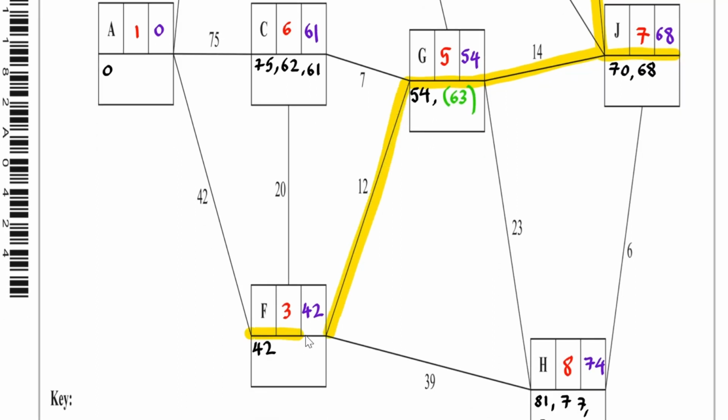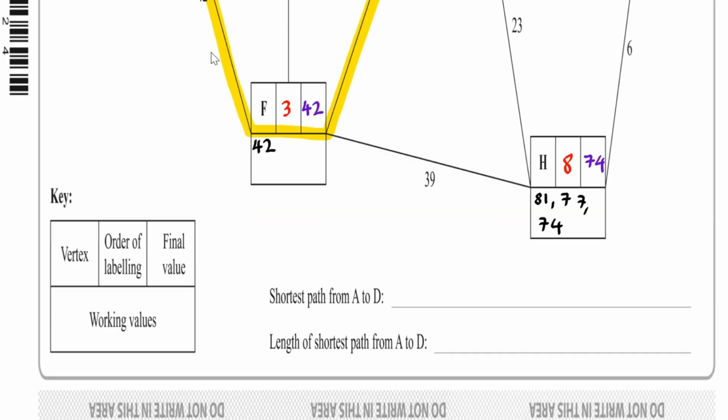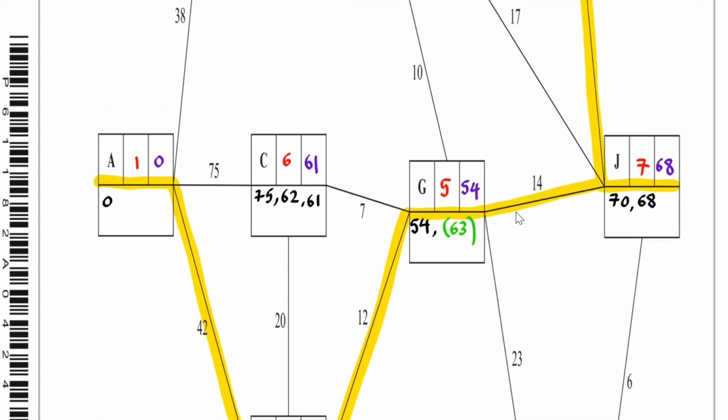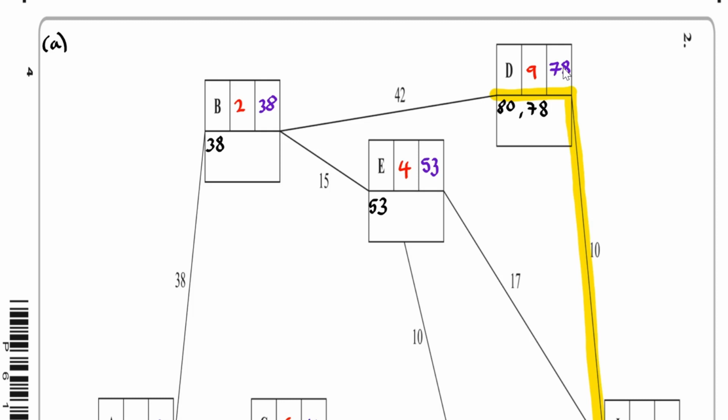And then from F, 42 take away 42, that's 0. That takes us back to A. So in terms of the shortest path, we have A, F, G, J, D. Okay, so this here is our shortest path, and the length of this shortest path, we found to be the 78 as shown here.